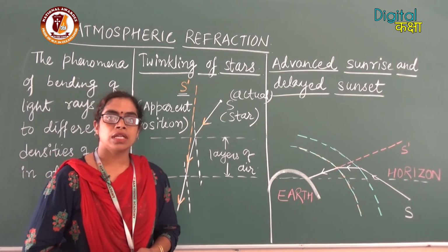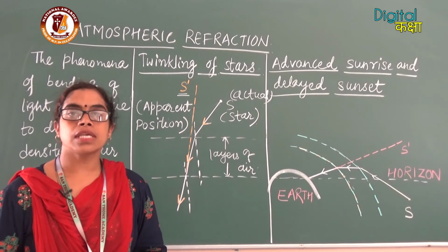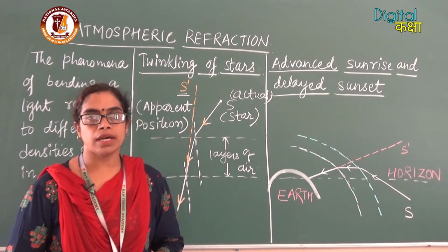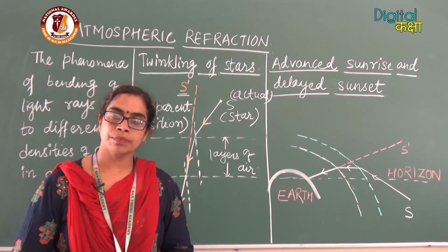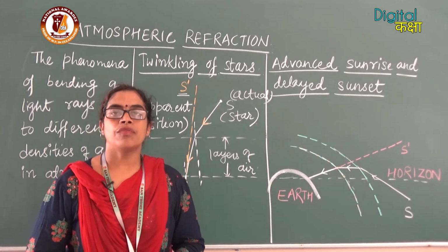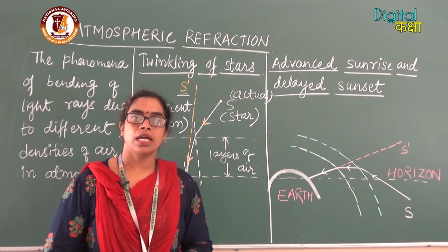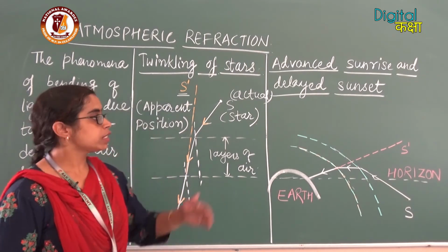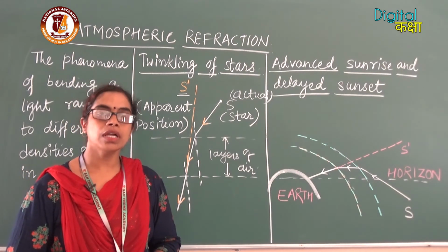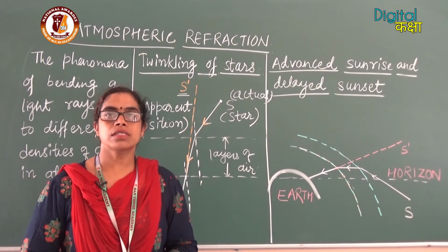Now, since the atmospheric conditions do not always remain the same, meaning the density of air in the different layers keeps on changing, whenever the light coming from the star crosses the different densities of air and enters our eyes, the stars appear to us twinkling in the sky.